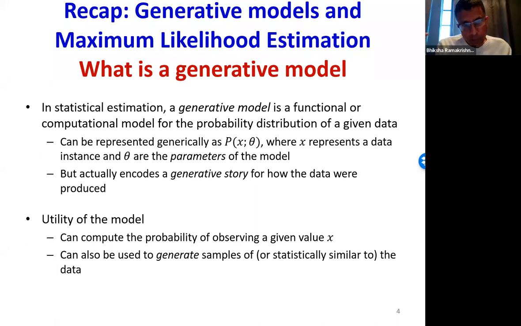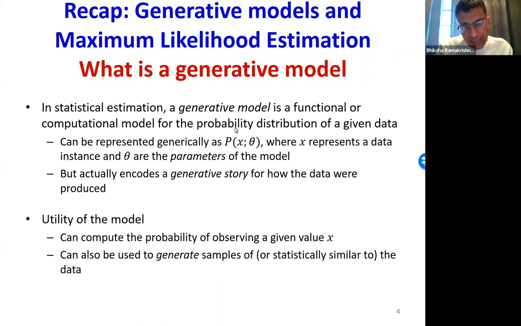So for this, we need to understand what it means for something to be a generative model. In statistical estimation, a generative model is a function or a computation model that characterizes the probability distribution of a given data. We can generally represent it as P(X; theta), which means that this is a probability distribution over the random variable X, where X might be, for instance, images of faces, and theta are the parameters of the distribution. So the entire thing is a parametric function, and you can modify the distribution by modifying theta.